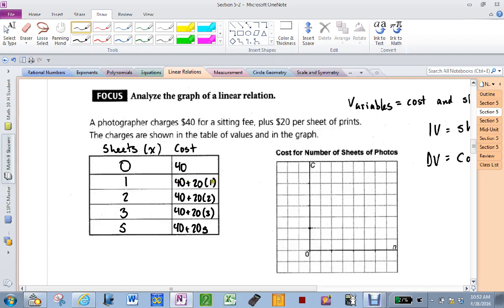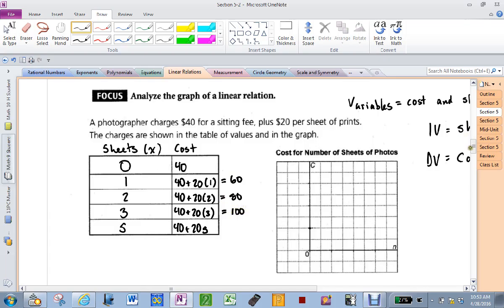Is this something we can put on a graph? Yes. Not yet. What do we got to do? We got to do the math. What is it? 60. What's this one? 80. What's this one? 100. Now can we graph it?